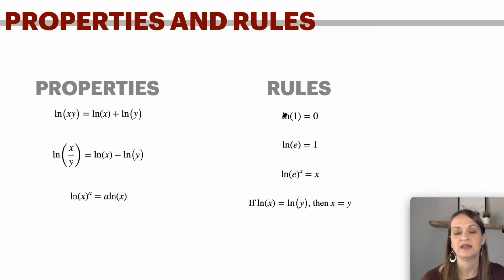Same thing, the natural log of 1 is 0, because if you think about that as e to the 0, e is a number, 2.71 and so forth, and any number raised to the 0 is going to give me 1. Natural log and e are inverses of each other, which means they will cancel each other out, which is why your exponent becomes your answer.